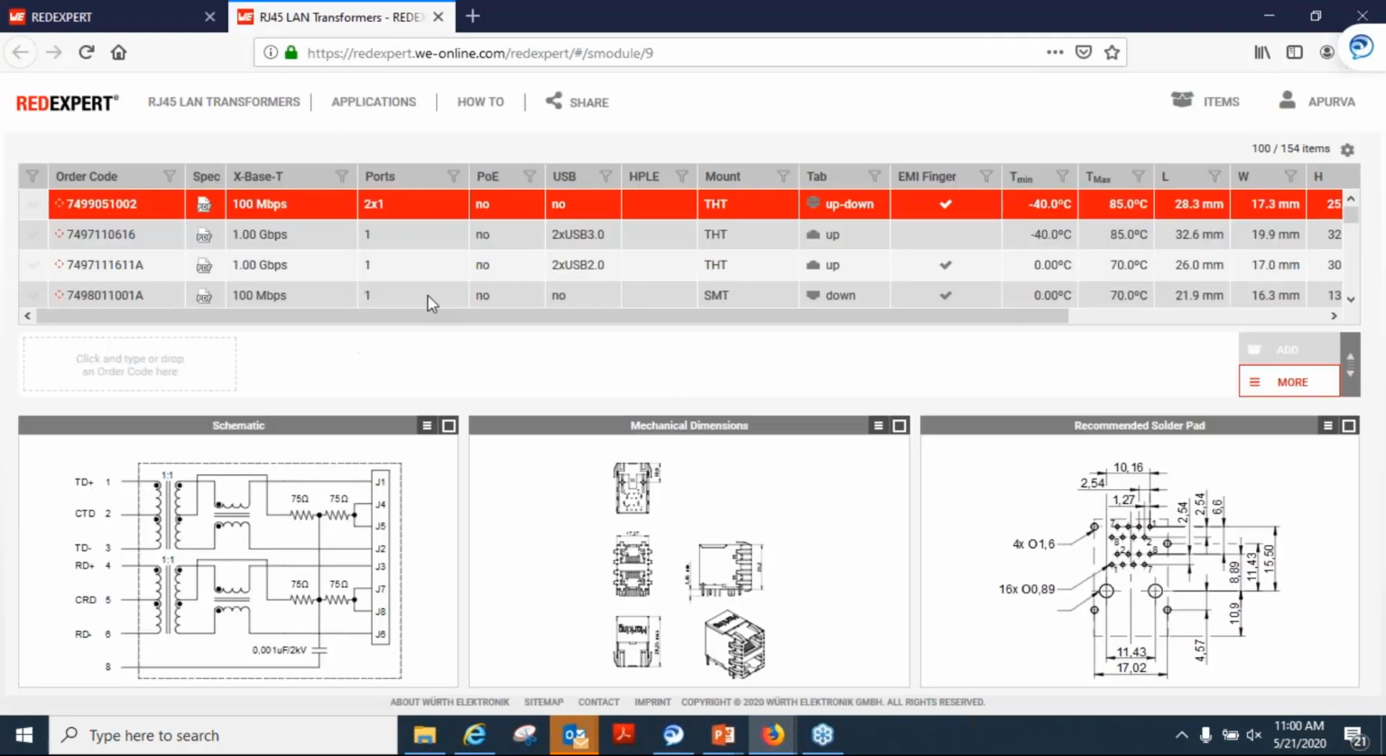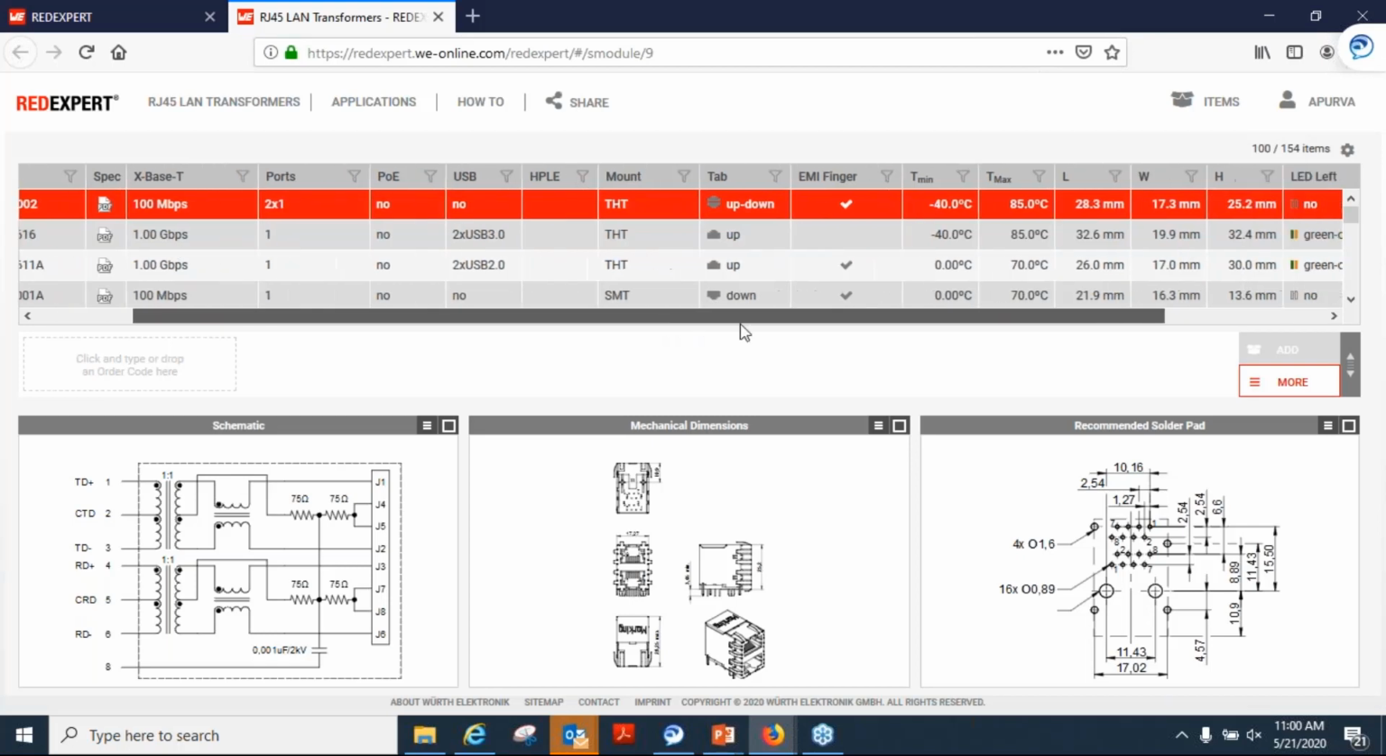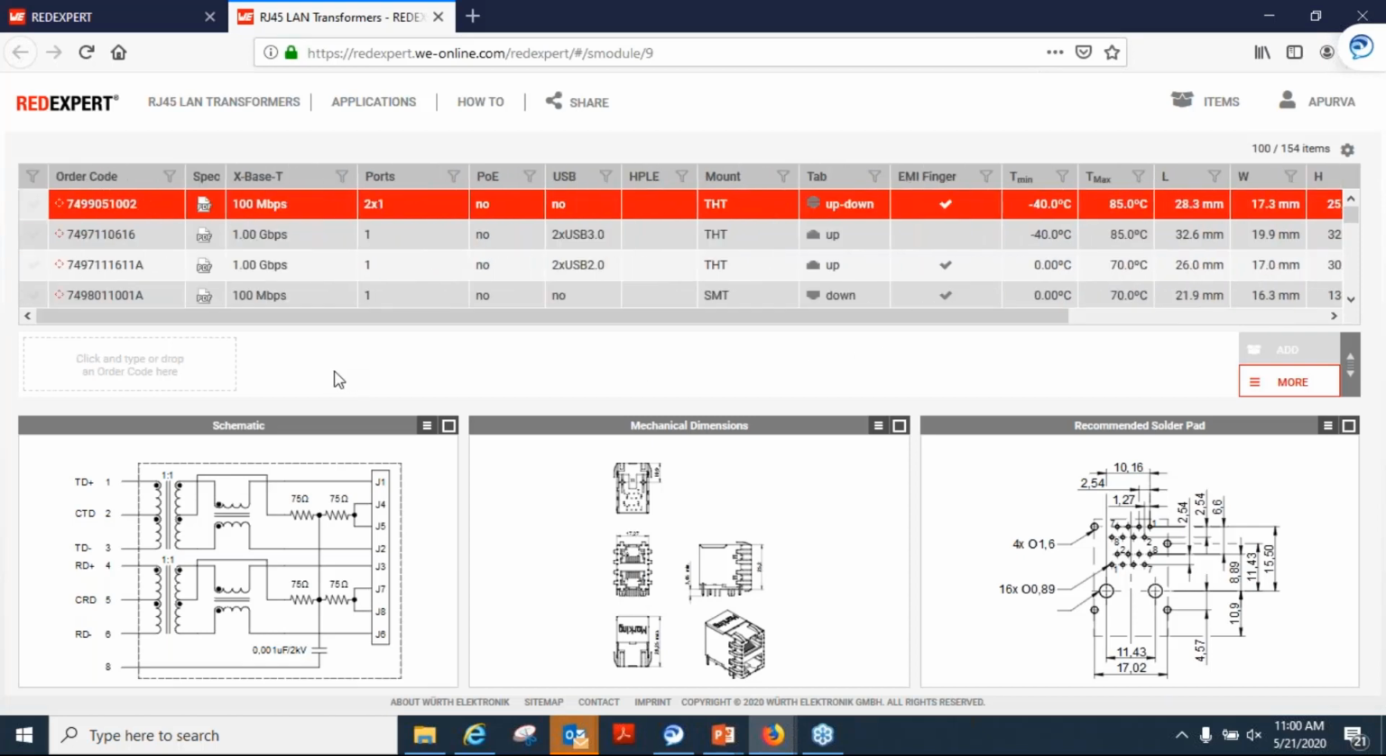So now under RJ45 LAN transformer, RedExpert will show you all the RJ45s that we have in our product catalog, which are available on the website. If you can see on the top right side here, we have 154 selections, which is way too high, and we need help in narrowing down to the best possible part that we need. So there are several different tabs which can help us narrow down the selection to the exact one part.